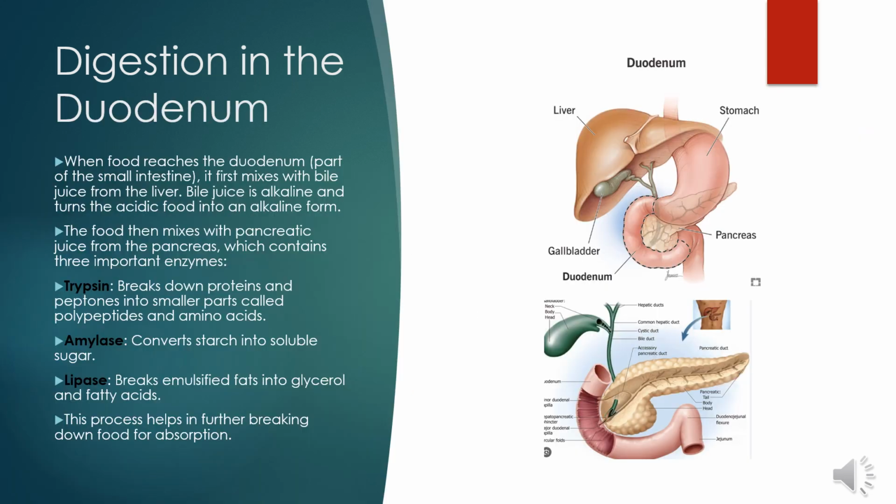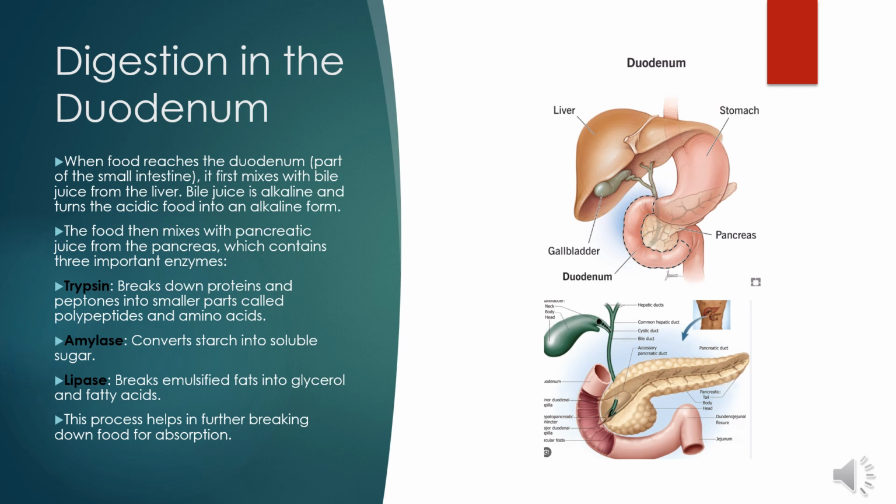Digestion in the duodenum. When food reaches the duodenum, part of the small intestine, it first mixes with bile juice from the liver. Bile juice is alkaline and turns the acidic food into an alkaline form. The food then mixes with pancreatic juice from the pancreas, which contains 3 important enzymes.